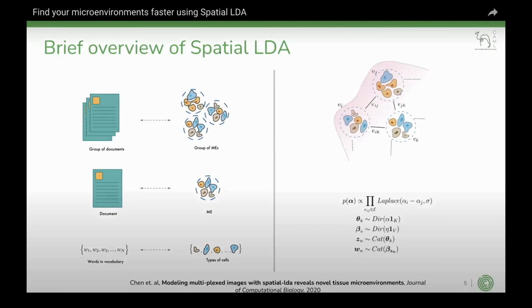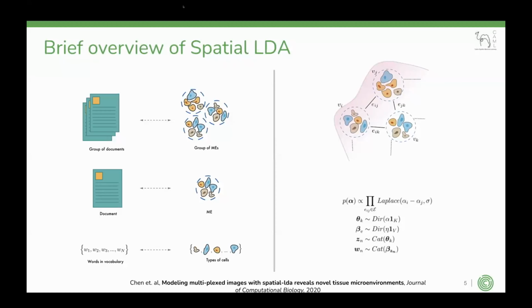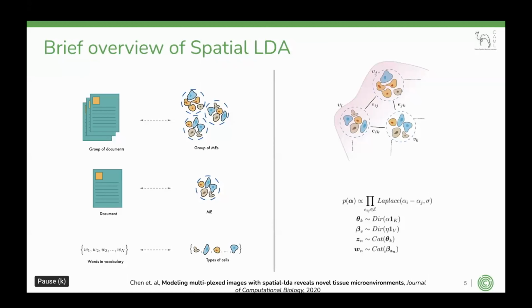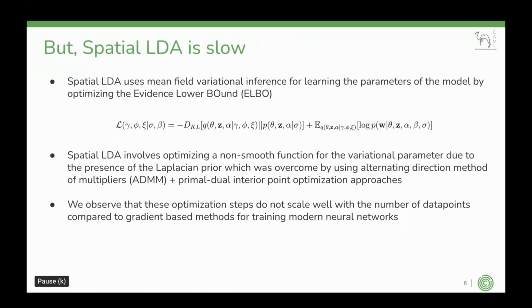Intuitively, this graph defines neighborhoods that should have similar topic distributions, and the sigma of the Laplacian distribution controls how strongly that inductive bias is enforced. Spatial LDA uses mean field variational inference for learning the parameters, and it involves optimizing a non-smooth function for the variational parameter eta due to the presence of the Laplacian prior. Efficient parameter learning was carried out by ADMM plus primal-dual interior point optimization approaches, but these optimization steps do not scale well with the number of data points compared to gradient-based optimization methods for training modern neural networks.